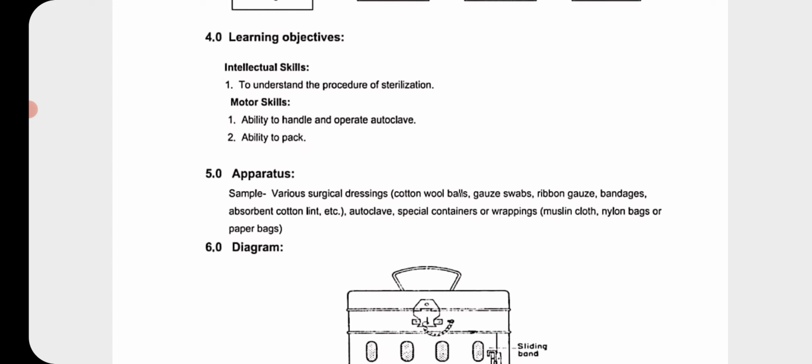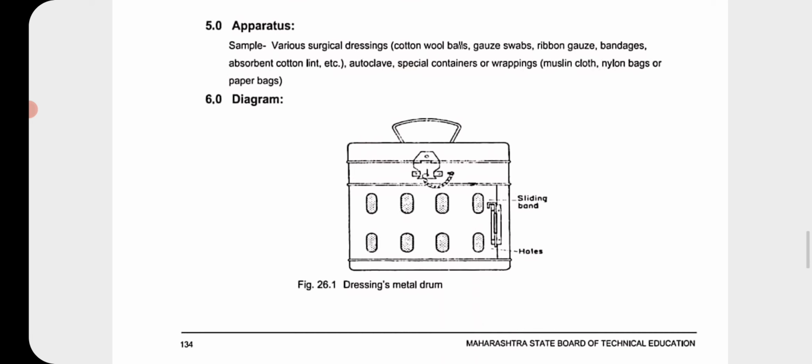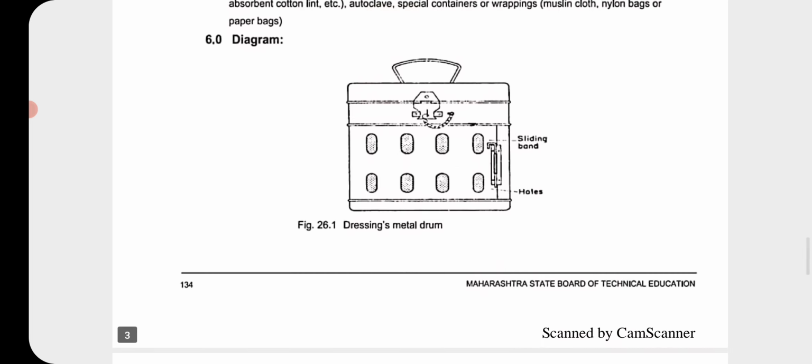Firstly, the apparatus required. Samples: surgical dressings, cotton wool balls, gauze swabs, ribbon gauze, bandages, absorbent cotton, lint. Autoclave, and wrapping: muslin cloth, nylon bags or paper bags. This is the diagram for the dressing metal drum.